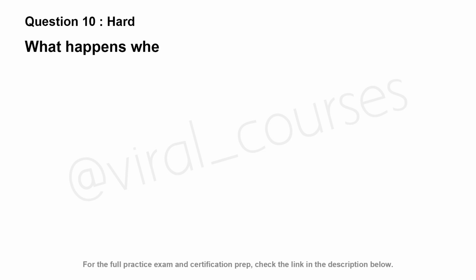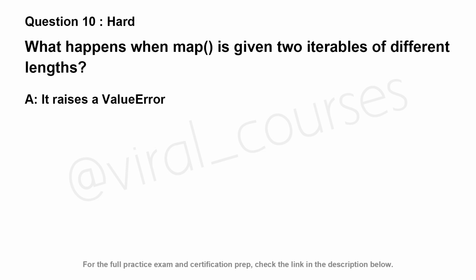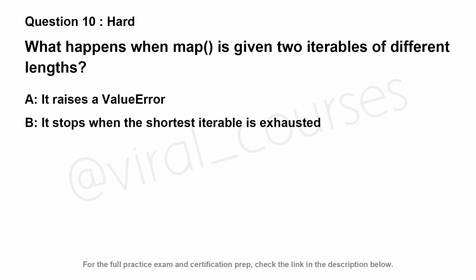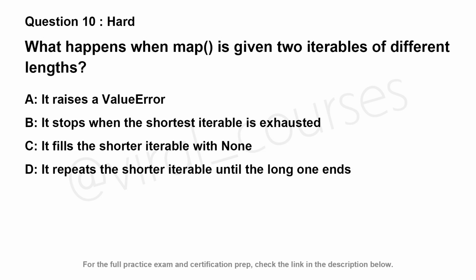What happens when map is given 2 iterables of different lengths? Option A, it raises a value error. Option B, it stops when the shortest iterable is exhausted. Option C, it fills the shorter iterable with None. Option D, it repeats the shorter iterable until the long one ends.